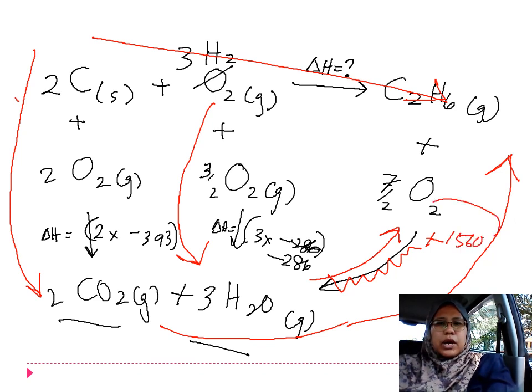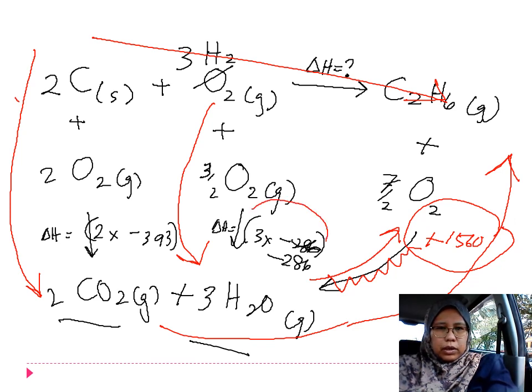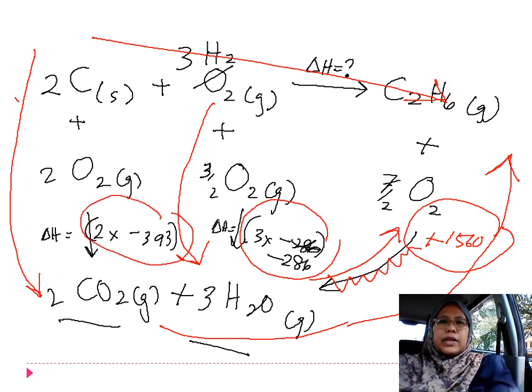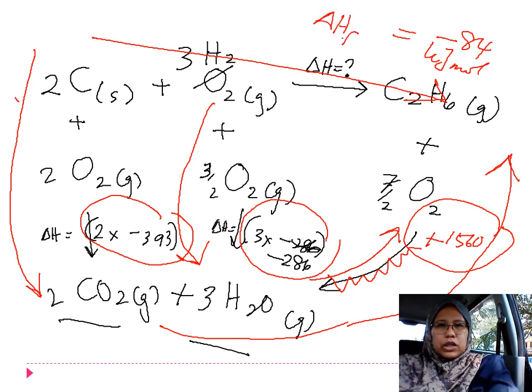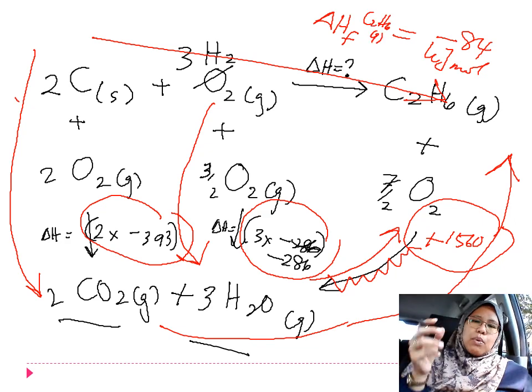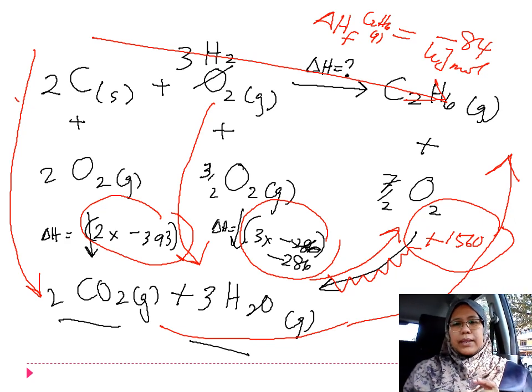So, now you total up 1560, 3 times negative 286, 2 times negative 393, and finally you're going to get the same negative 84 kilojoule per mole. So this is the enthalpy of formation for C2H6 gas. Alright, I hope you understand both of the methods.